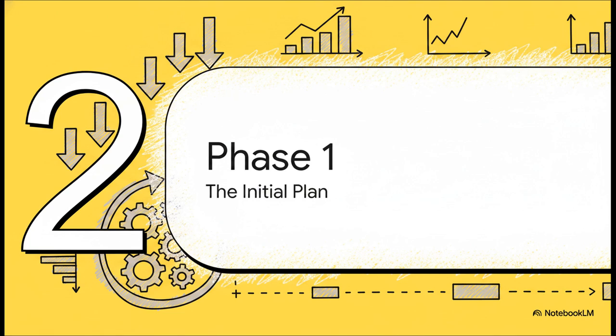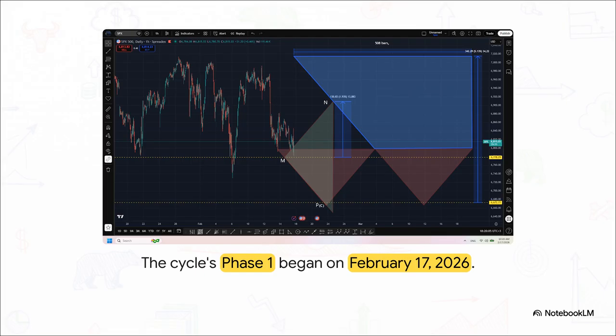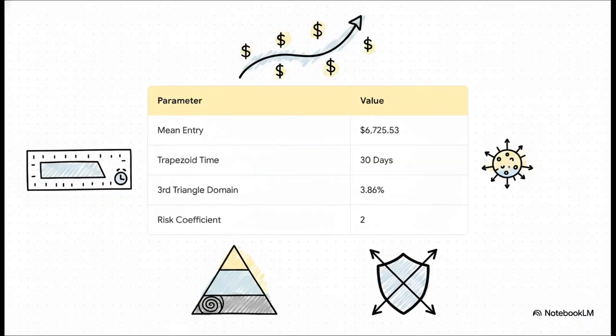This is where it all begins. Think of this as the game plan, the entire setup, and all the key parameters that were locked in before the cycle even started. So, the official kickoff was on February 17th, 2026. On the chart, you can see the entry point clearly marked by the letter M. That's our starting line. Now for the nitty-gritty, the core numbers that defined the strategy.